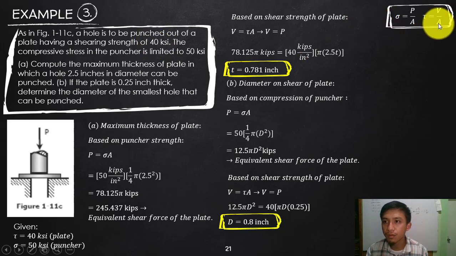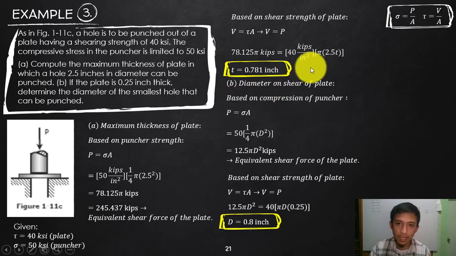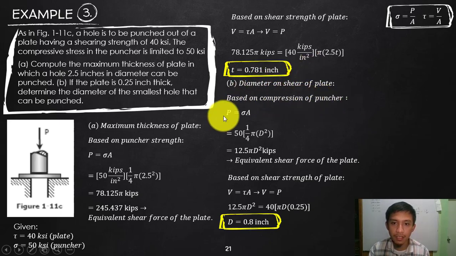So what we are trying to find is the diameter of the smallest hole. That should be the smallest hole. So how will we do that? Based on the compression of the puncher. Again, let's try to focus first on the puncher, but we are not going to maximize the strength of the puncher. That is not the point here. What we are trying to vary here is the size.